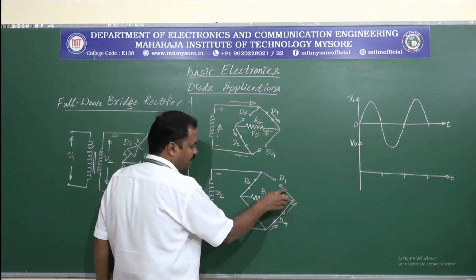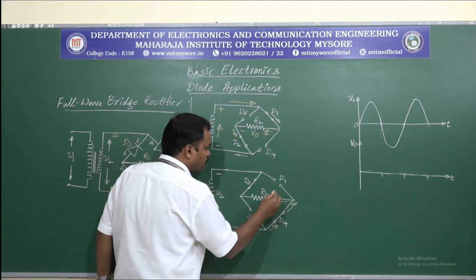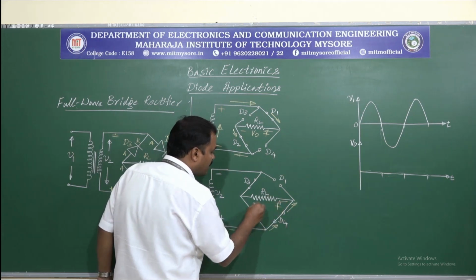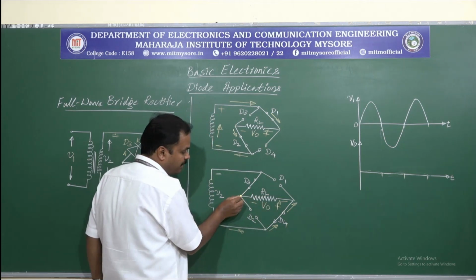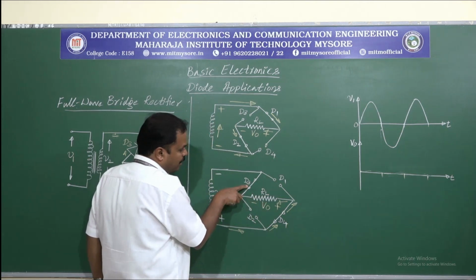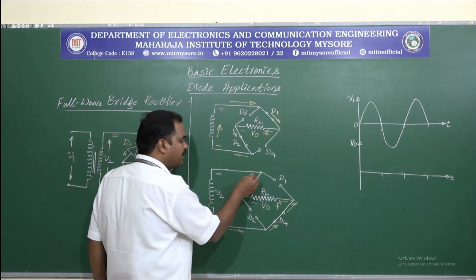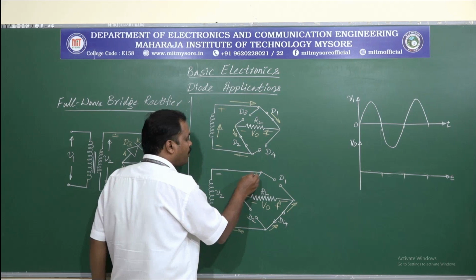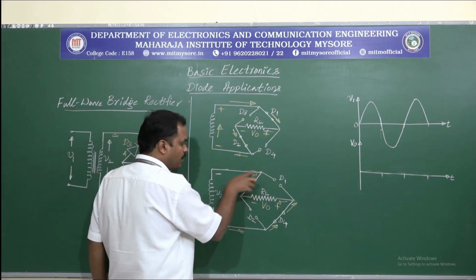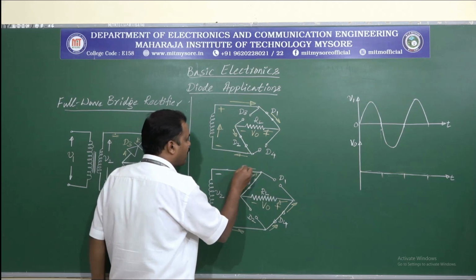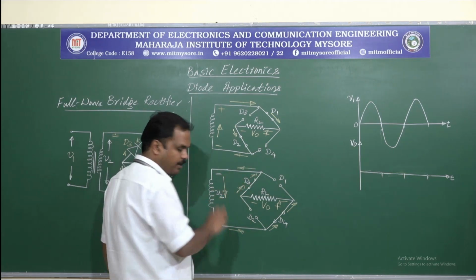So here again, once again there are two paths: this is the open path, this is the closed path. So current flows through RL, generating output voltage V0, and when it comes to this particular node, again this is the closed path, this is the open path, so current flows like this through D3. Coming to this particular point, again this is the open path and this is the closed path. So current flows like this and comes back to its origin.